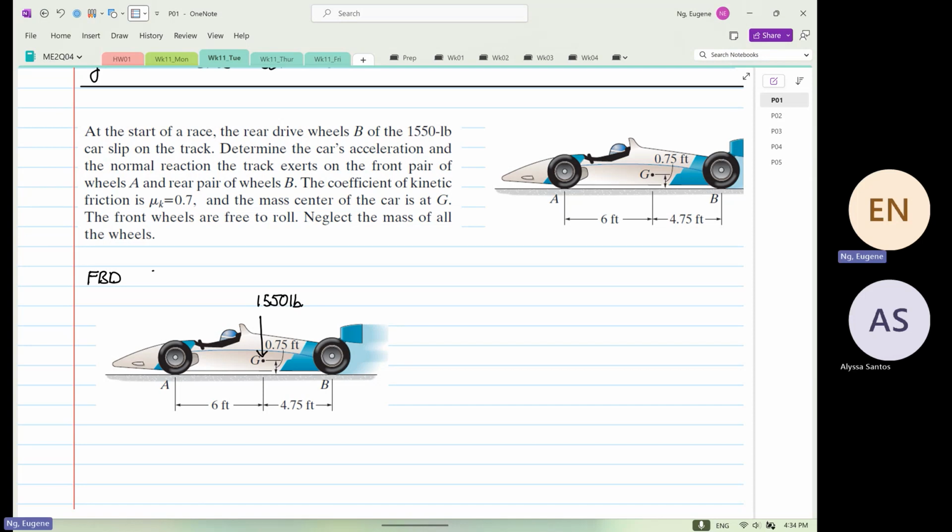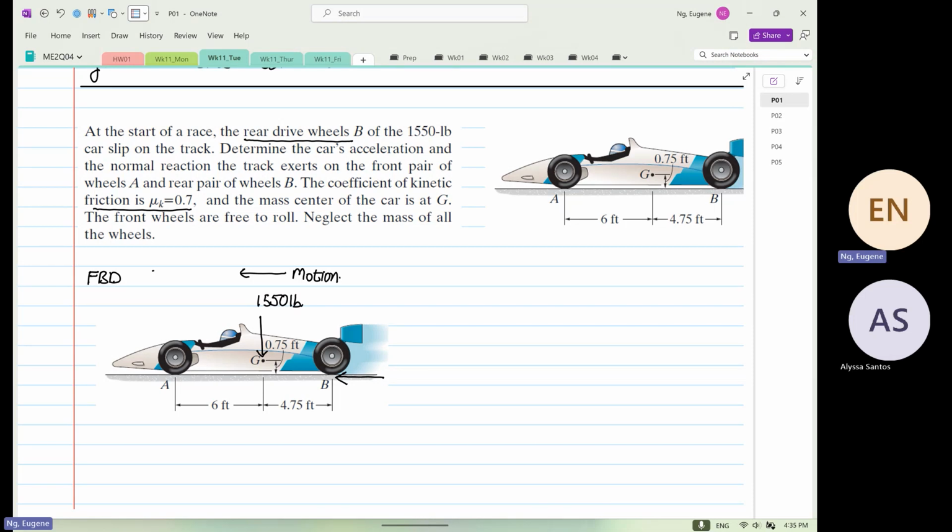Let's look at the question again. The rear drives the wheel. So we know, because of how the car is facing, this is the direction of the motion. And we did say that what is given to us is the friction is 0.7. And we know the friction is acting in this direction. So this is 0.7.